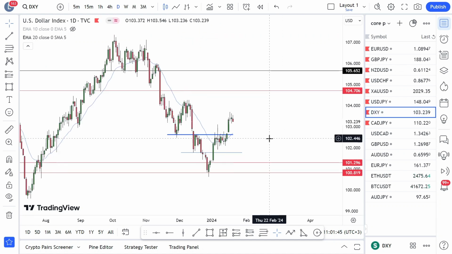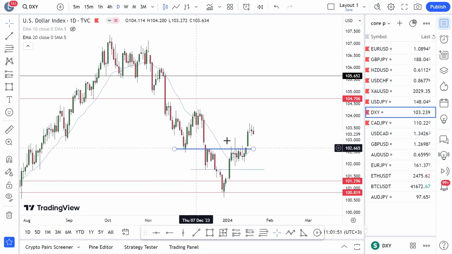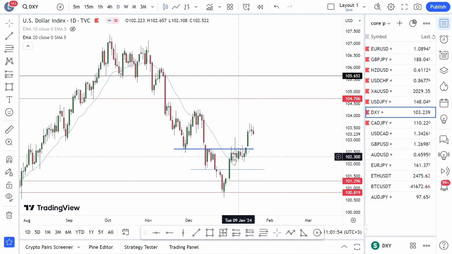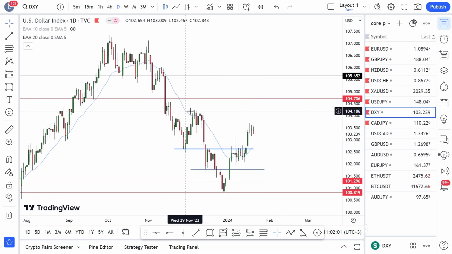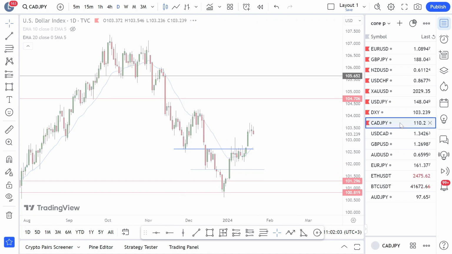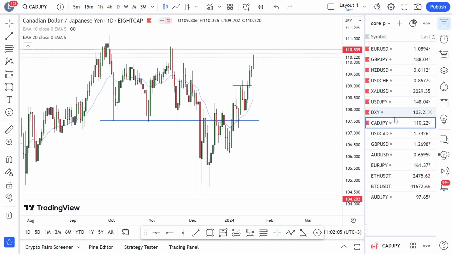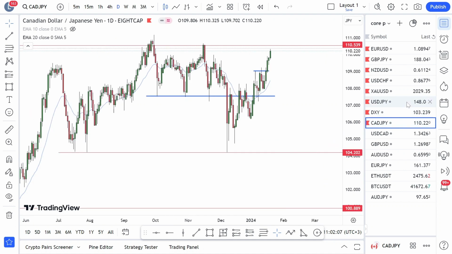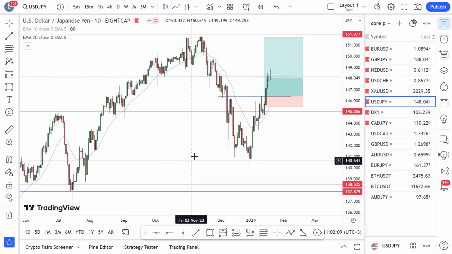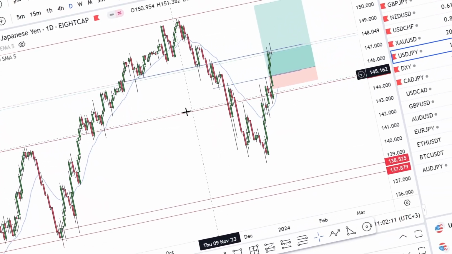The DXY, giving us a sense of direction of where the dollar is headed for the coming week, which is bullish, but I expect a retracement. So I'm expecting a retracement. And I love how price broke out. I love how we are above the 20 EMA, and I just love this price action in general. And Canada Japan, related to the USD Japan, I'll actually not be trading this because I prefer the USD Japan trade to the Canada Japan one.